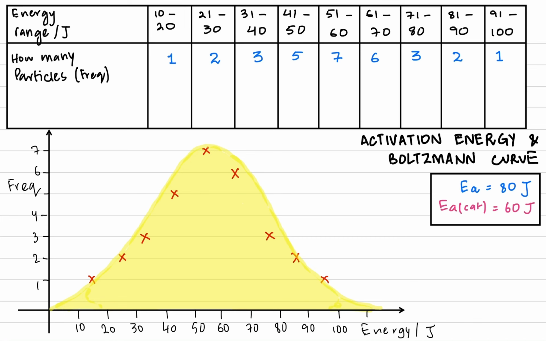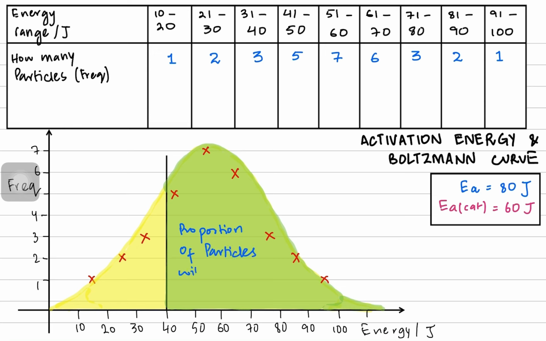Another thing we noticed from the curve is that it was a smooth curve based on bigger data. The area under the curve was the proportion of particles. And based on this smooth curve, we could draw a line to see how many particles had energies. Like in this green region, you can see it is the proportion of particles which have energy equal to or more than 40 joules. All the particles with more than 40 joules have been highlighted with the green region.